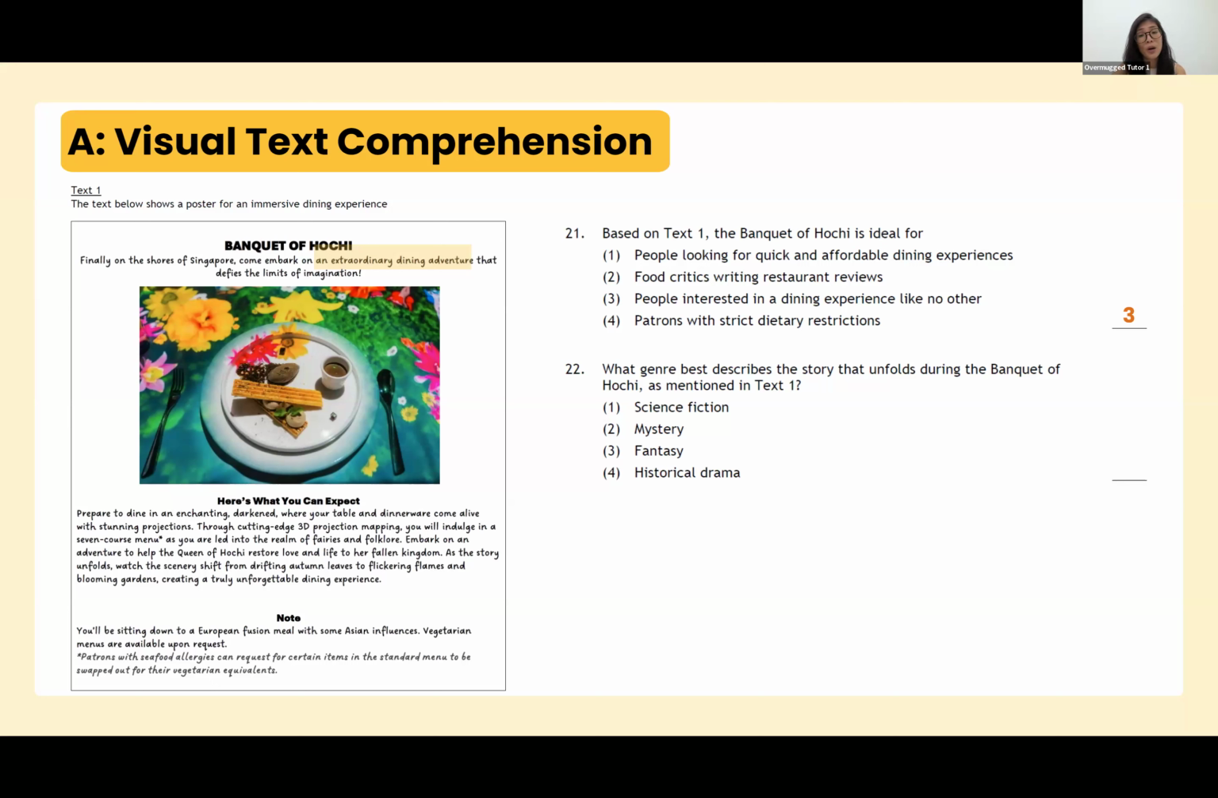Question 22, what genre best describes the story that unfolds during the Banquet of Ho Chi as mentioned in text 1? Now the genre is actually explained here, but you'll notice that it also specifies the realm of fairies and folklore. Therefore, the best genre to suit this is the genre of fantasy. Let's move on to text 2.